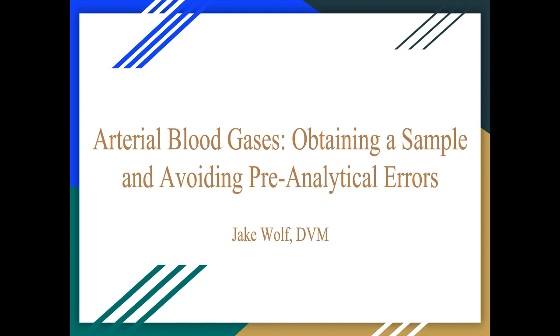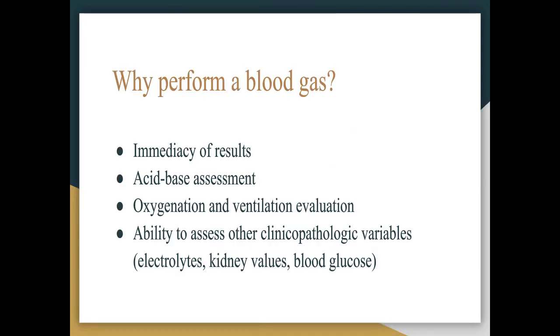First, let's remind ourselves why we may perform a blood gas. We usually receive these results immediately, within a few minutes, and thus they can be an essential tool in an emergency room or in a busy ICU. Blood gases give us an acid-base assessment. And if they're an arterial sample, they also allow us to evaluate a patient's oxygenation and ventilation.